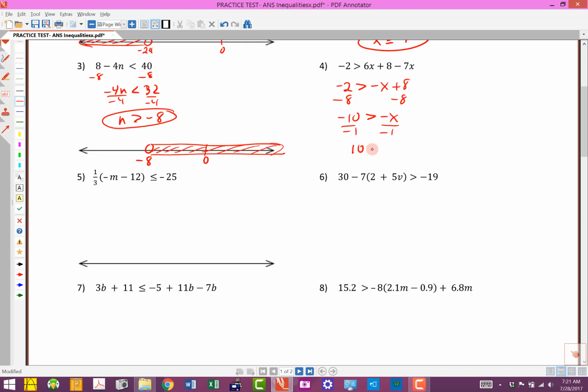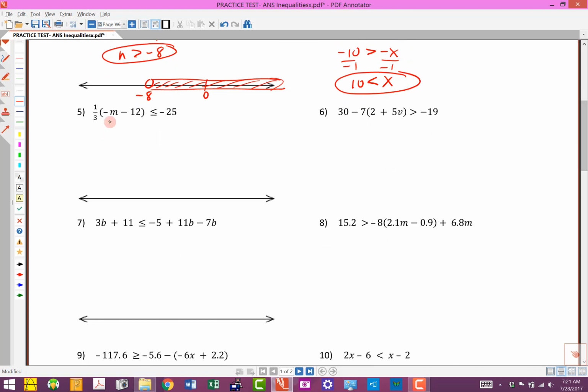So we end up with a 10 here. We're going to change that to a less than, and on this side we get an x. So if we were to read this, this would be x is greater than 10, or the answers are greater than 10. But that's it right there.